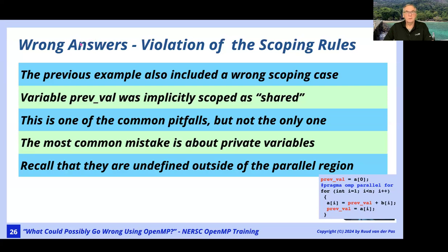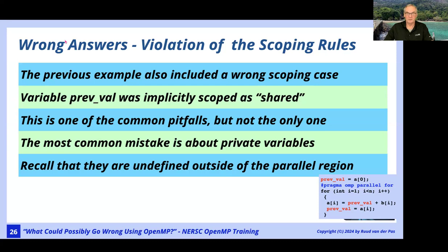Another type of wrong answers is the scoping rules. In my previous example, I had that as well. I sort of glossed over that, but my pre-val was implicitly shared. That's one of the scoping rules in OpenMP. So that variable is a shared variable. And then what happens is that multiple threads try to read and write the same variable, and they deposit different values in it. It's actually called a data race. I'll get back to that in a minute. So I made a mistake in my scoping, and as a result, I get a wrong answer.